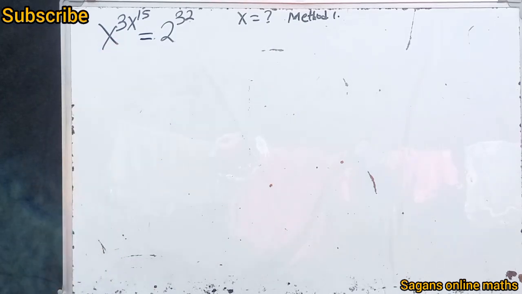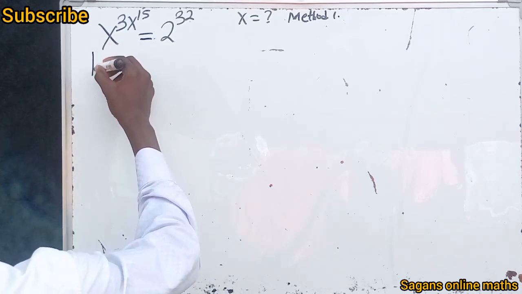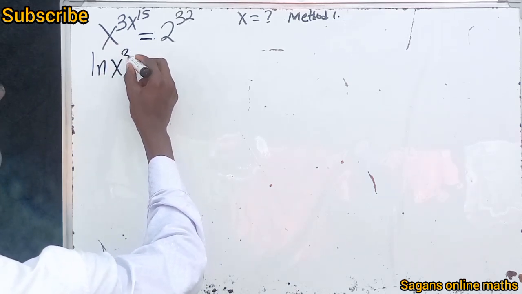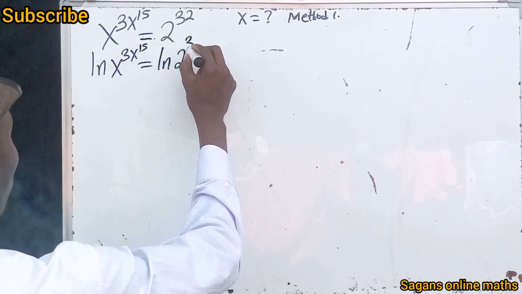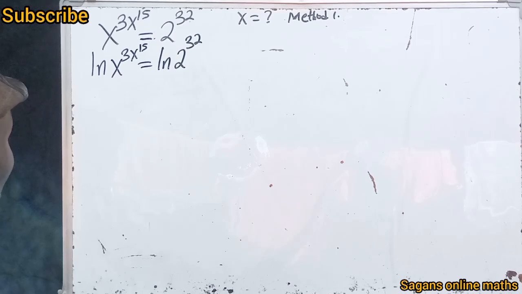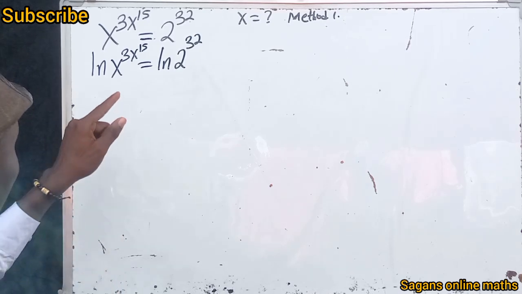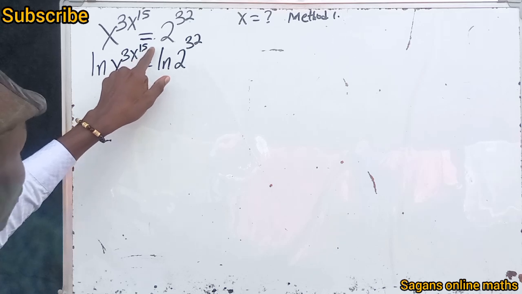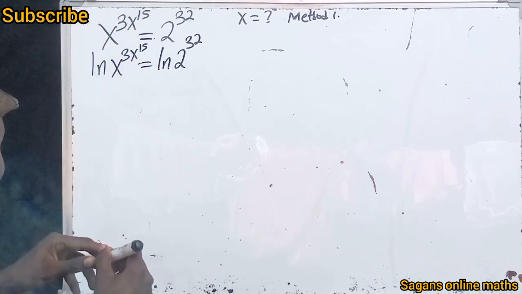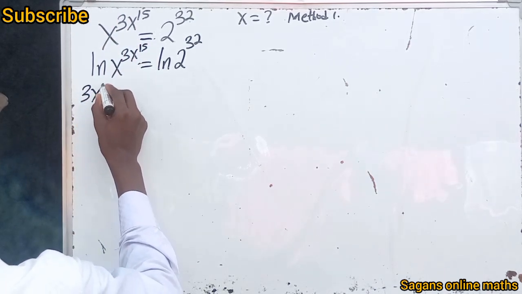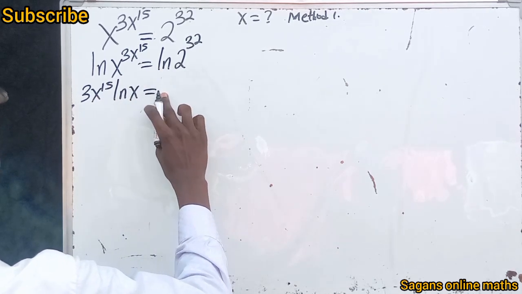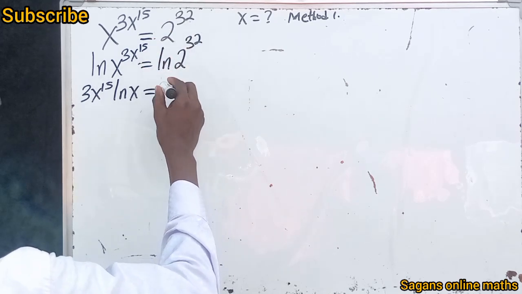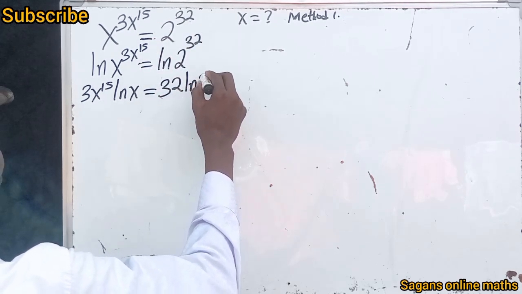Now our first step is to take the natural logarithm of both sides. So let's do that quickly. So now it becomes ln of x to the power of 3x to the power of 15 is equal to ln of 2 raised to the power of 32. Now let's obey one of the properties of logarithm: the index of x here is 3x to the power of 15, and it will go back to multiply the ln. So now it becomes 3x to the power of 15 multiplied by ln x is equal to, by the same property, 32 ln 2.